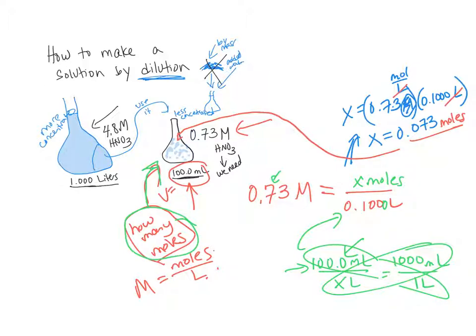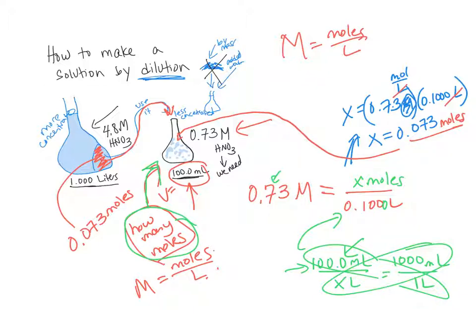Which means that if we're going to be taking moles out of here to put in here, we're going to have to take out 0.073 moles. Well, how am I going to do that? How am I going to measure 0.073 moles out of here? I don't have anything that measures moles, but I do have devices that measure volume. I have graduated cylinders and I have pipettes that measure volume. And I have a relationship between volume and moles. It's called molarity. Molarity gives me a relationship between moles and volume.